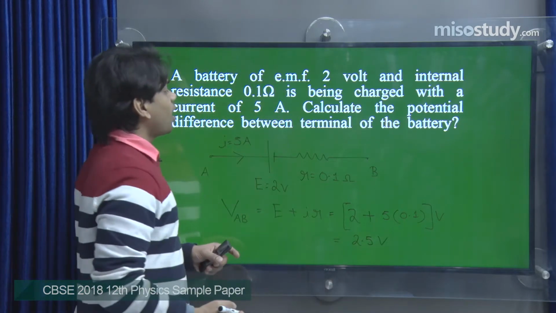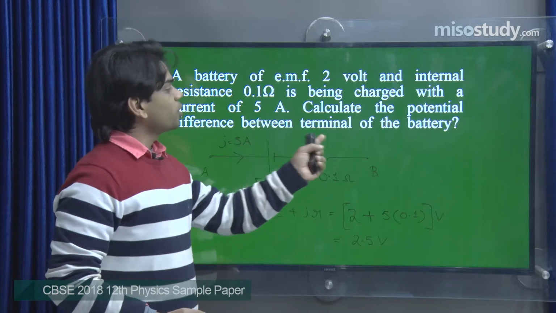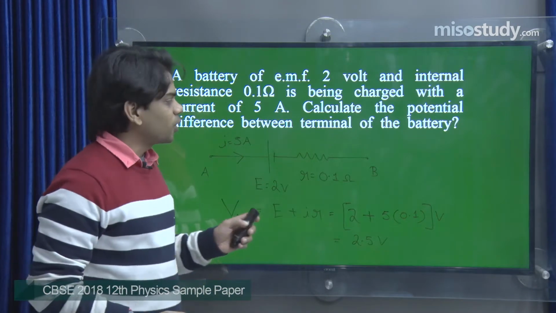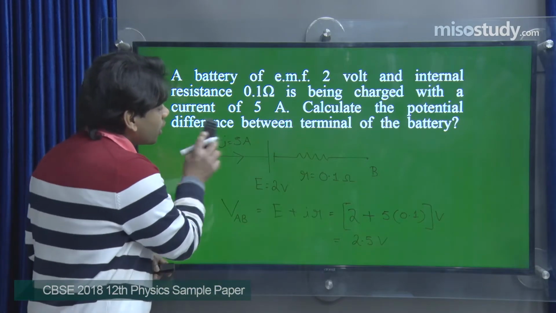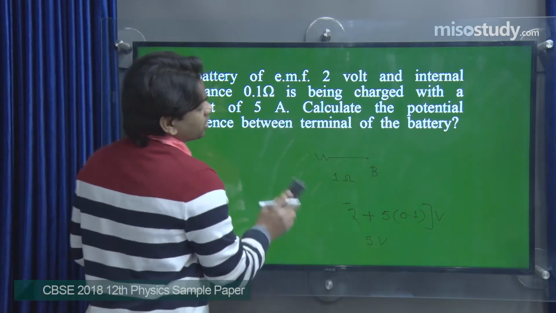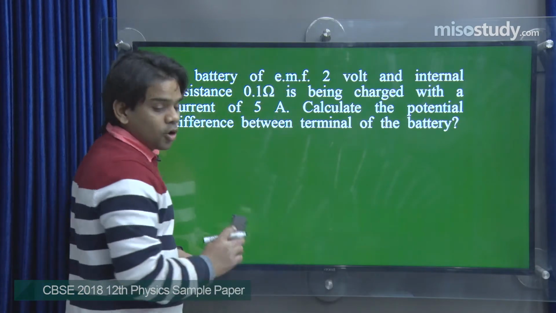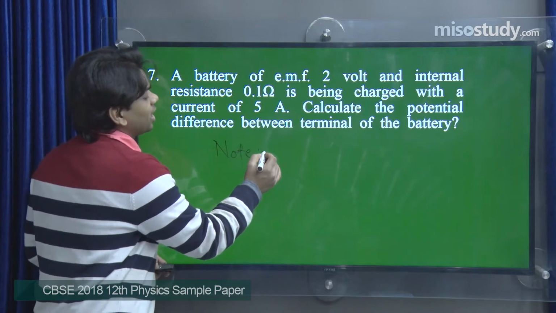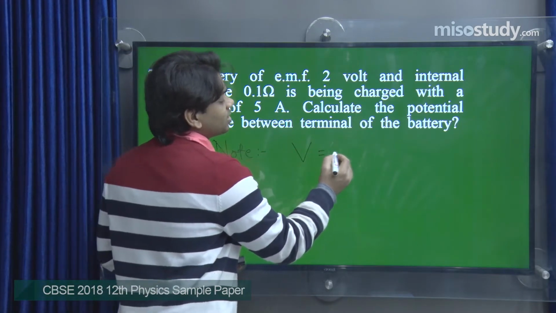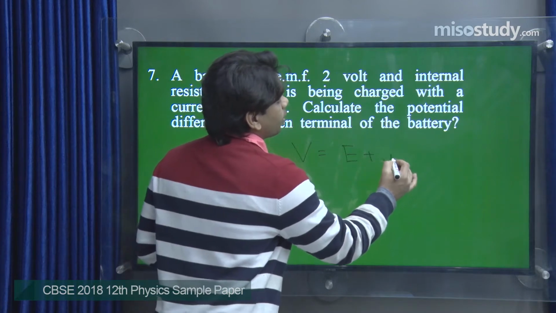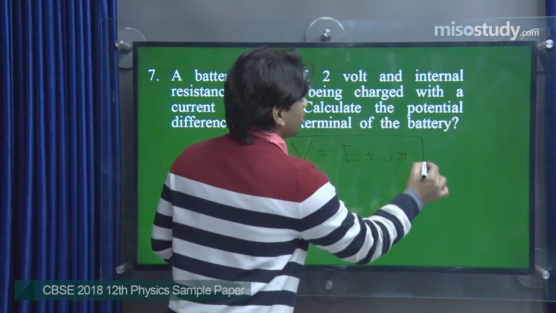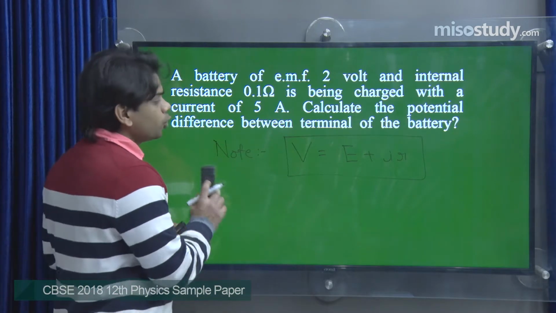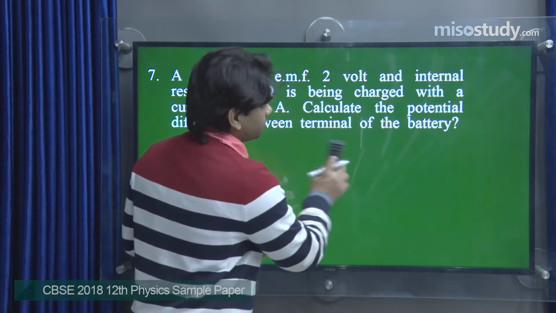This is the answer, the potential difference between the terminals of the battery. This will be the required answer, and you're going to gain 2 marks for this simple question if you know how to write down the potential difference when a battery is charged. Remember, the only thing to note down in this question, if you remember in the current electricity chapter, when a cell is charged, use this simple formula V equals E plus IR, and you are done. And if it is working as a current source, then you use V equals E minus IR.